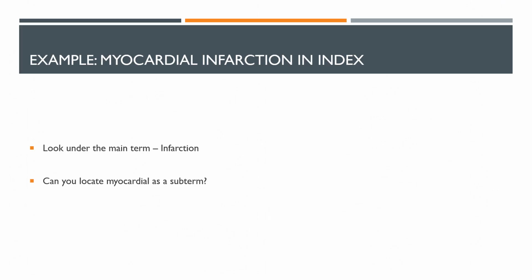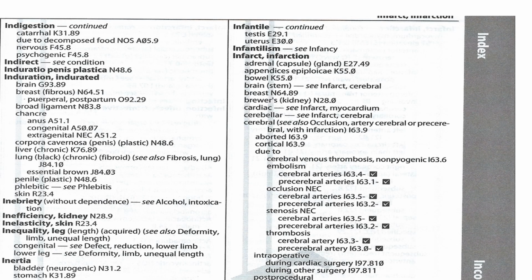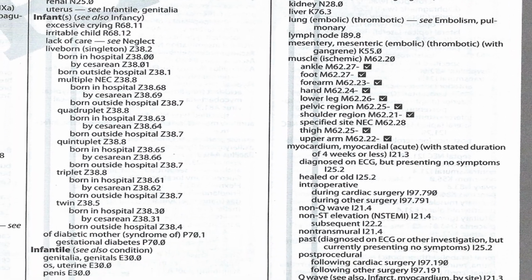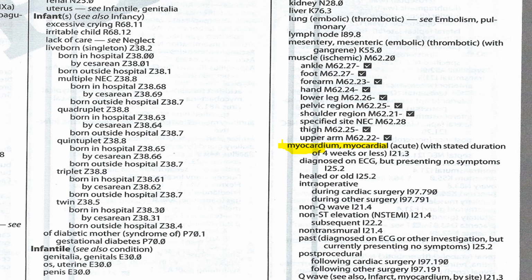In the other example, we identified infarction as the main term. Myocardial would be the subterm. Can you locate infarction as the main term? Sometimes it is with another form of the same medical term, like infarct in this situation. Now locate myocardial as a subterm. This is also listed with another form of the same medical term, myocardium.